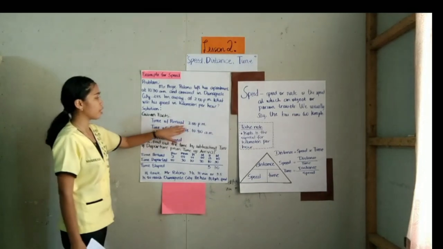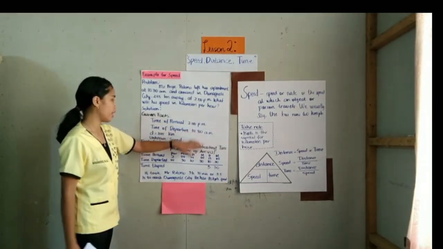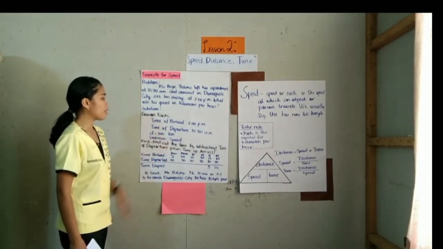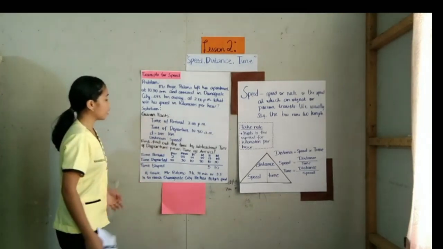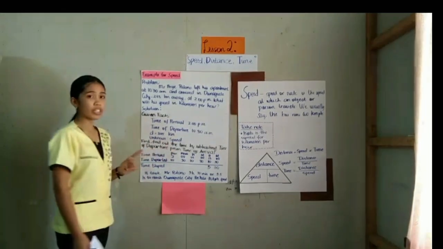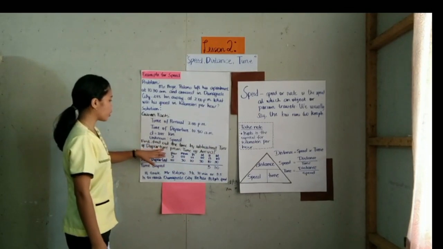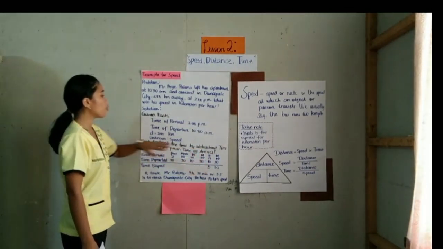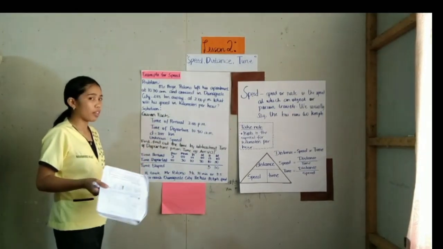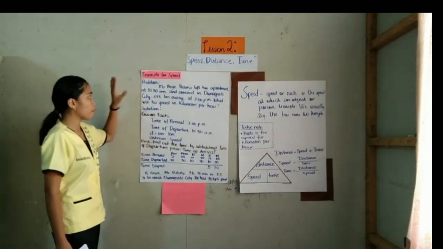So the time of arrival is 2 p.m. and the time of departure is 10:30 a.m. The distance is 245. And the unknown here, what we are going to find, is the speed. So first, find out the time by subtracting the time of departure from the time of arrival. Here is the table so that we can easily find the time of departure and the time of arrival of this problem.